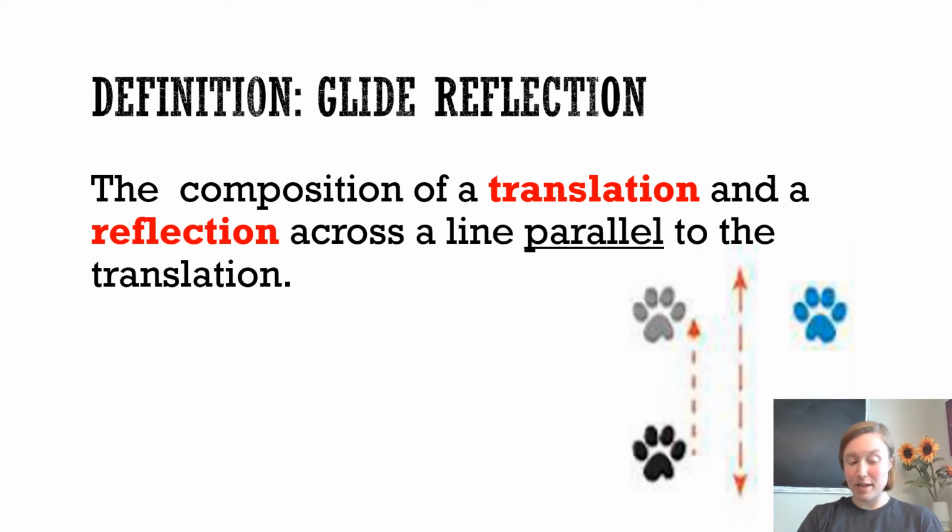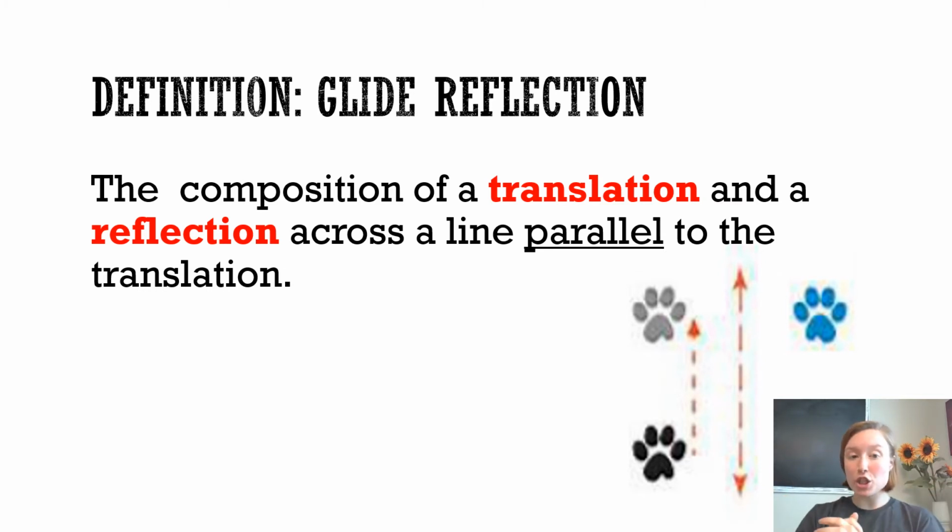So the kind of diagram to explain this: I start at this black paw right here, and then I translate it up to where this new gray paw is. After I translate it, I reflect it over this line over to where the blue paw is, right? So I've combined this first transformation, a translation, with this reflection, okay? So it's pretty self-explanatory, I think, in the name, right? It's a glide reflection. That's it, okay?